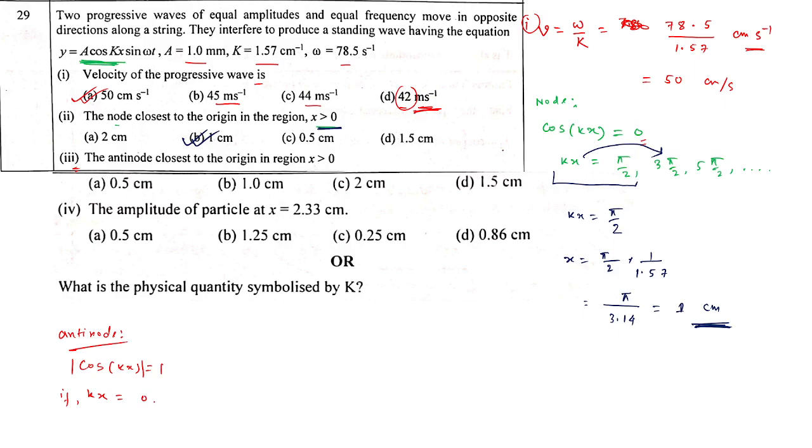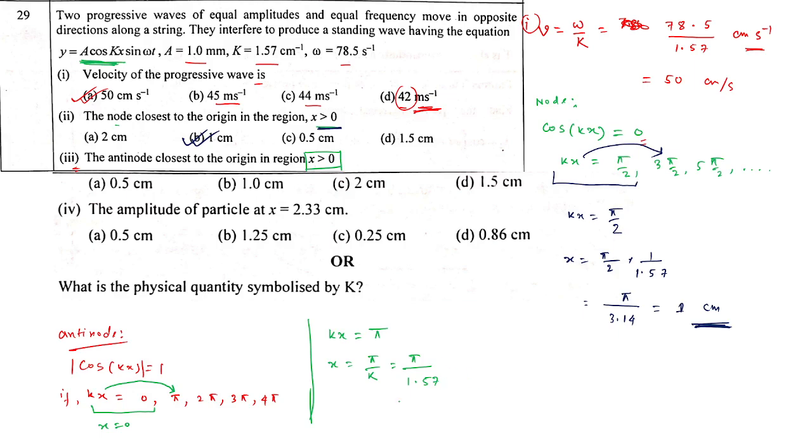If kx is equal to 0, pi, 2 pi, 3 pi, 4 pi, for these values of kx, cos kx will be 1. Now, if we choose kx equal to 0, then x will be 0. But we need the position of the antinode for x greater than 0. So let's choose the condition kx is equal to pi. So x is equal to pi by k, and the value of k is 1.57.